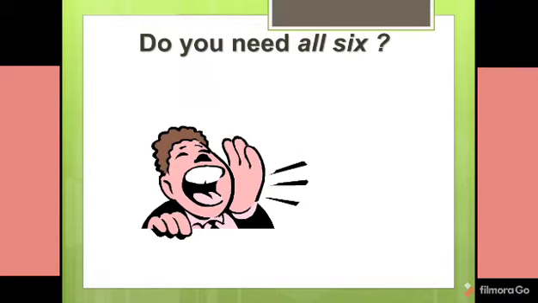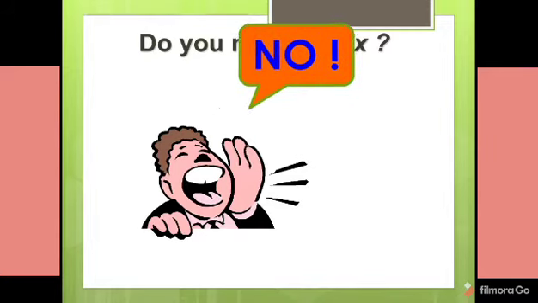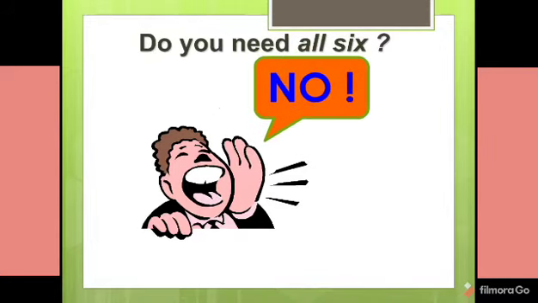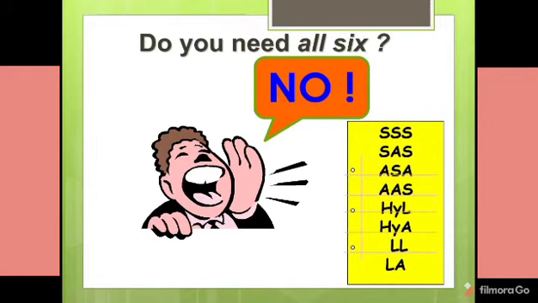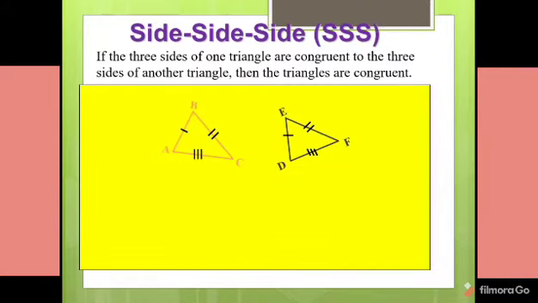Do you really need all those 6 corresponding parts? The answer is no. Why? Because there are postulates and theorems that guarantee the congruence of two triangles by showing only 3 pairs of congruent corresponding parts. Now, let us see how we can verify if two triangles are congruent using 2 or 3 pairs of congruent corresponding parts. Let's start with the first one, the SSS Congruence Postulate.